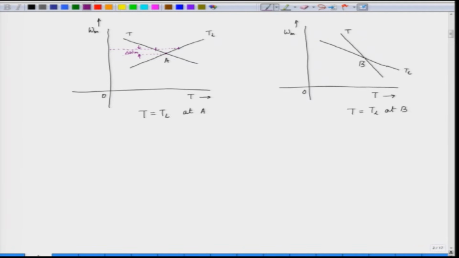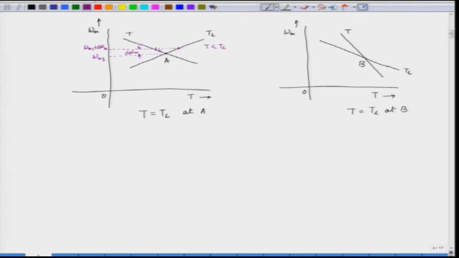Now, at this instant when we have disturbed from the operating point, here we have, let us say, omega m 1. So, we have already disturbed it, and right now we have omega m 1 plus delta omega m. Now, the motor torque in this case becomes less than the load torque. Motor torque is less than the load torque.